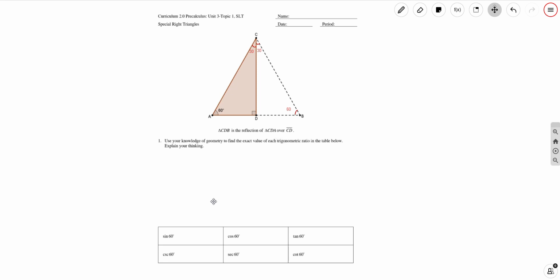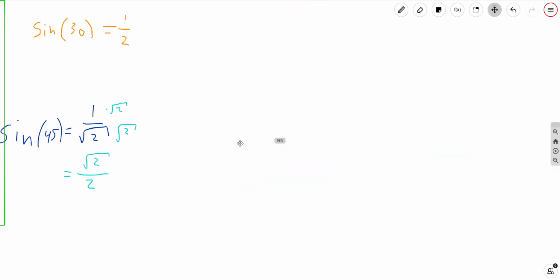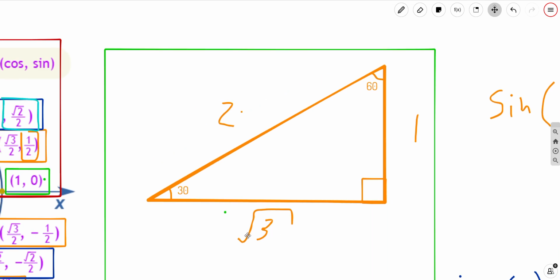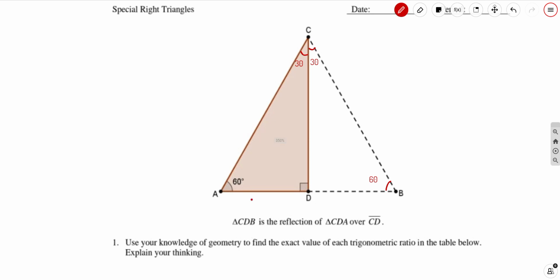Okay, so we want to find the exact values of the trig ratios from this table. So let's take a look at this. We're looking at sine, cosine, tangent, all of these for 60. All you have to do, again, is remember this triangle. 1, 2, raíz cuadrada de 3. Okay, so let's take a look over here. Remember, the shortest one is 1, the longest one is 2, and then this is going to be 3, but it's not 3, it's square root of 3.